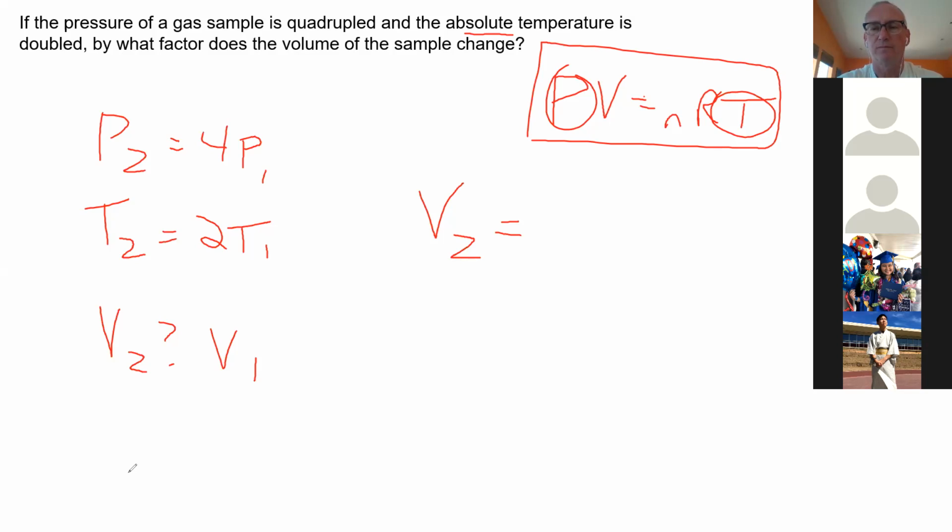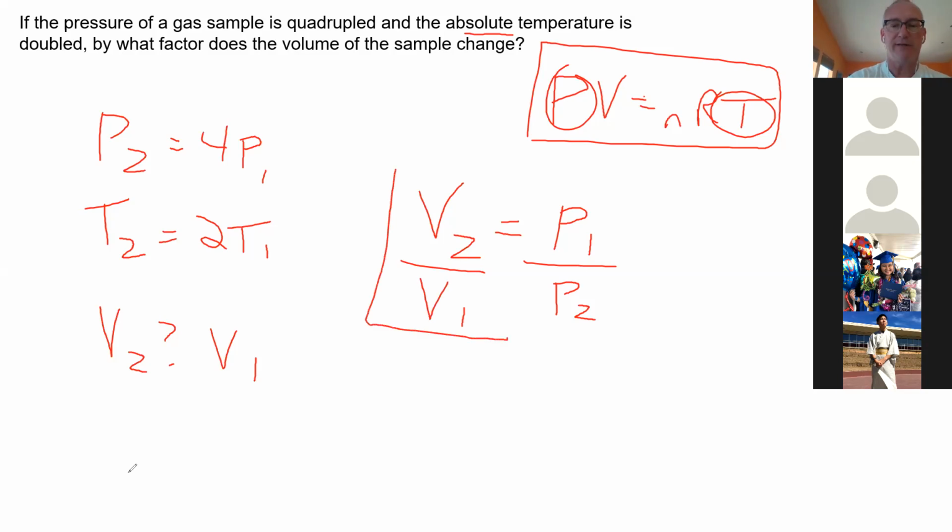Someone said if P goes up, then V goes down. So he's saying that volume would decrease. Right, they're inversely related. To figure out V2, I would take my P1 and divide it by P2, because they're inversely related. So my relationship between volume 2 and volume 1 is the opposite of the pressure. Whatever changes to the pressure, the opposite thing happens to the volume.